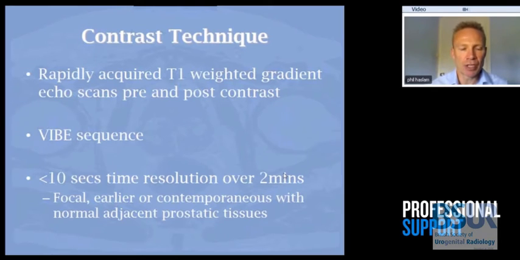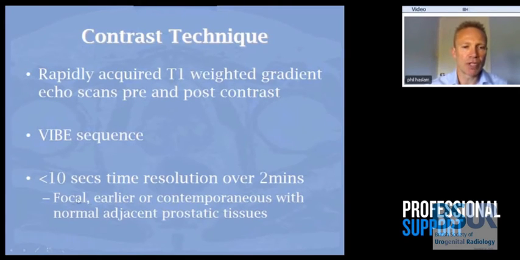What we use, because we use Siemens scanners, is a VIBE sequence. On GE, I think it's called a LAVA sequence. And all the manufacturers have got their own proprietary rapid gradient echo sequences. And I say rapid because you need to be able to image the whole prostate gland in less than 10 seconds time resolution. And we carry this scan out for about 2 minutes. So we get multiple images over about 2 minutes, which sounds like a lot of images to look at, but actually you can scroll through these incredibly quickly to see areas of early enhancement.